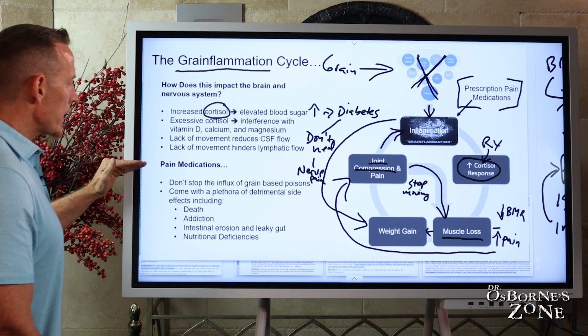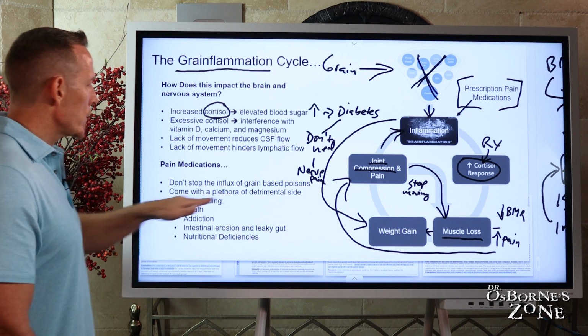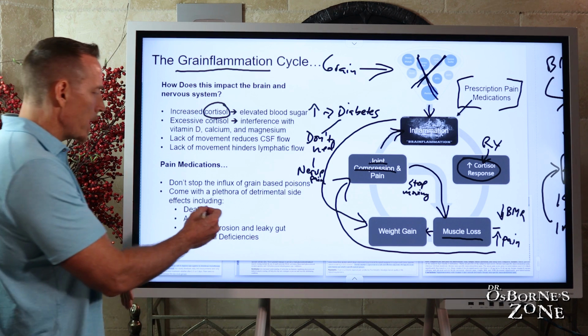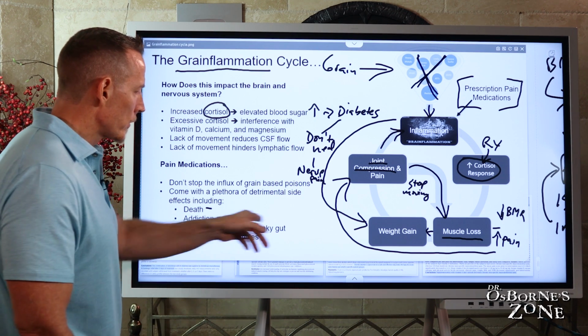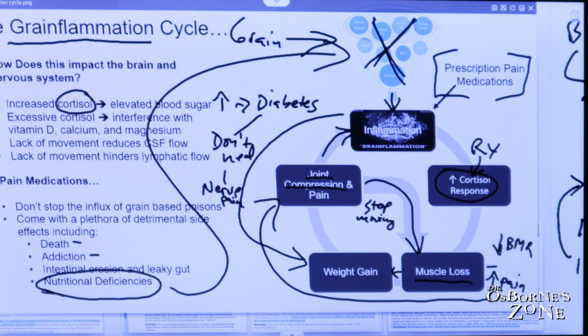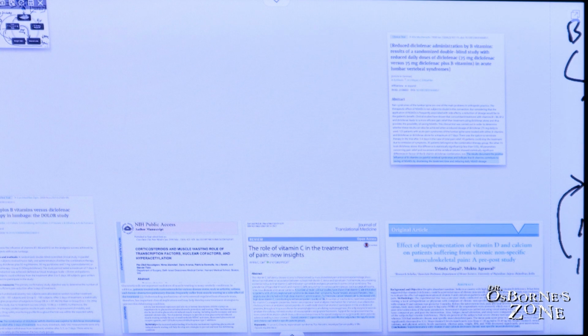We also know that pain medications don't stop the influx of grain-based poisons, and come with a plethora of detrimental side effects to include, as we've already talked about, death, addiction, intestinal erosion and leaky gut, and then nutritional deficiencies. These very nutritional deficiencies recreate this cycle ad infinitum, ad nauseum, and you're stuck. So don't get stuck.